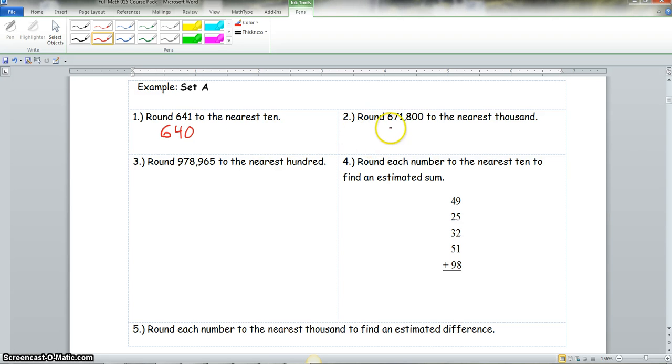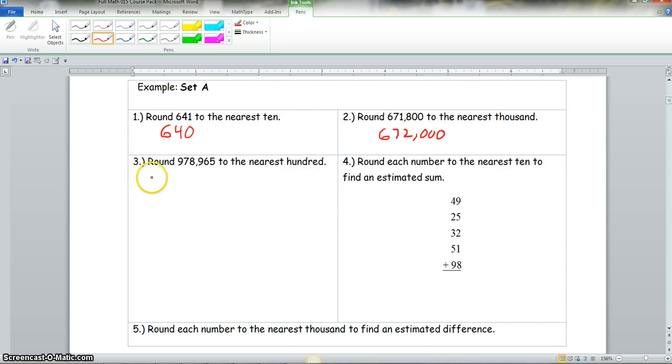Now we go to number 2. We have 671,800. We want to round to the nearest 1,000. The 1 is in the thousands place. We look to the right of that. That 8 is greater than 5, so it would be 672,000.